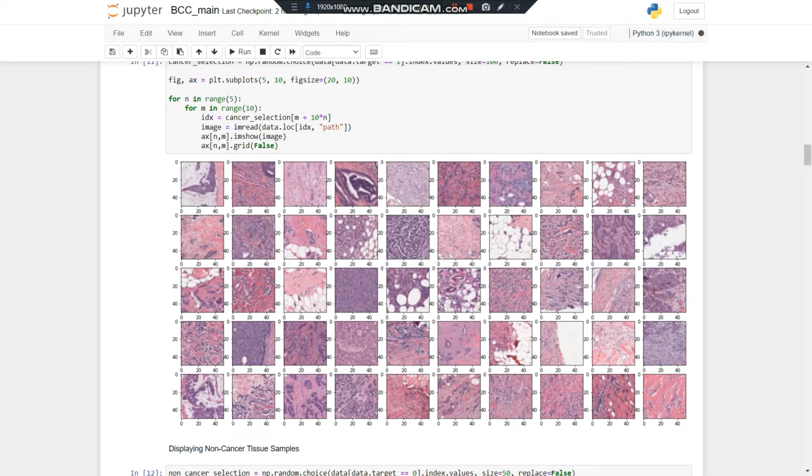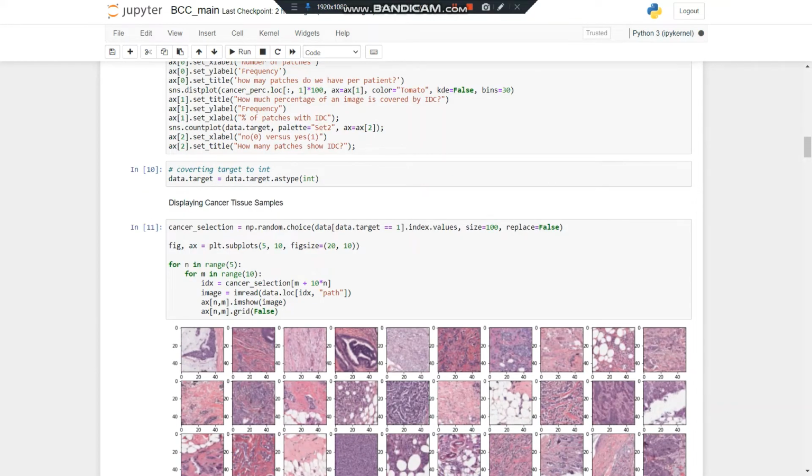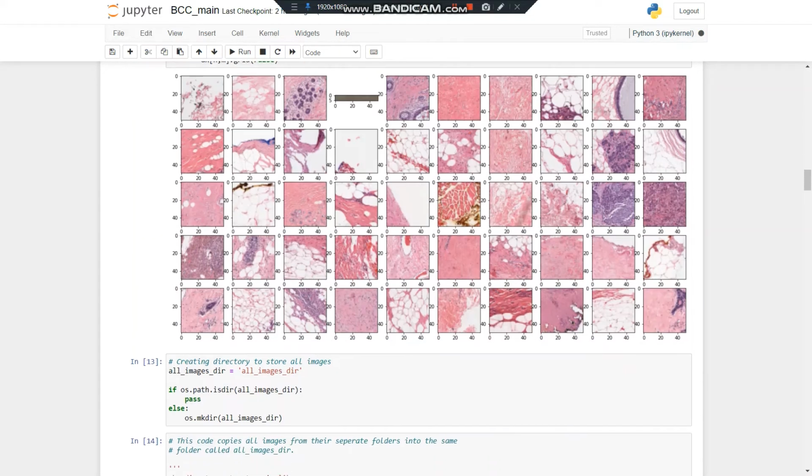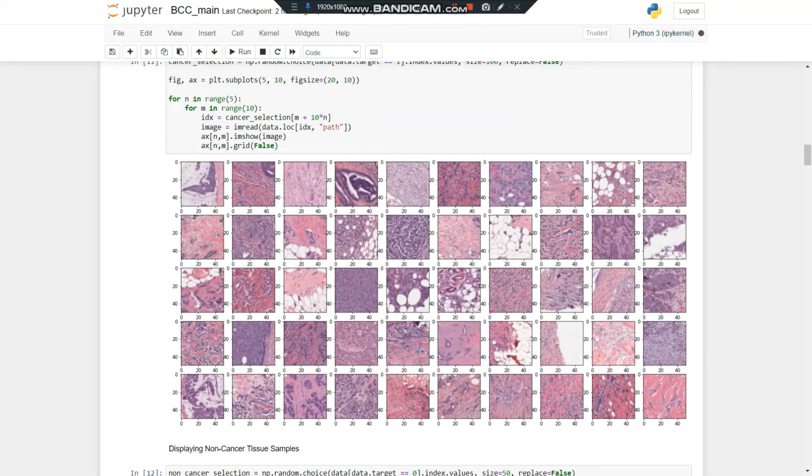displaying cancer tissues. Here we are looking into the images that are part of the folder that contains the cancerous tissues. These are the images that do not contain cancer. If we carefully observe here, the cancerous tissues have a purplish texture to the cells.